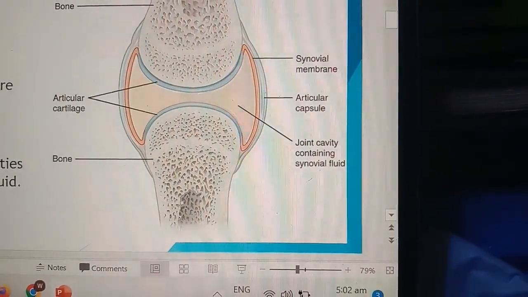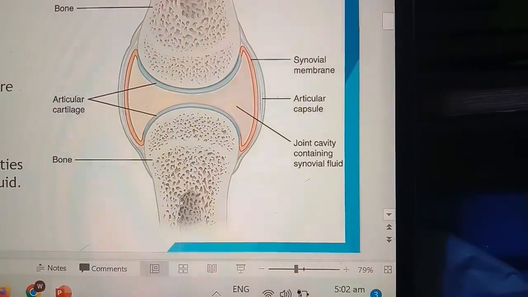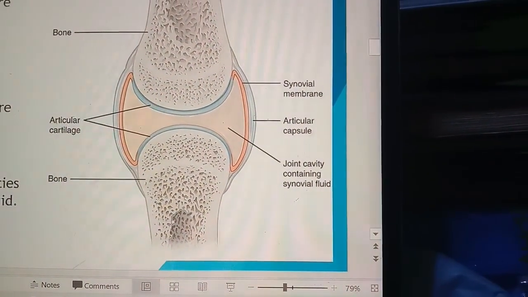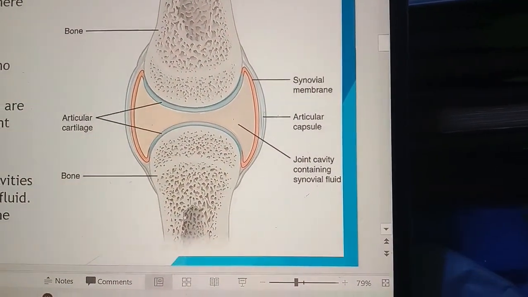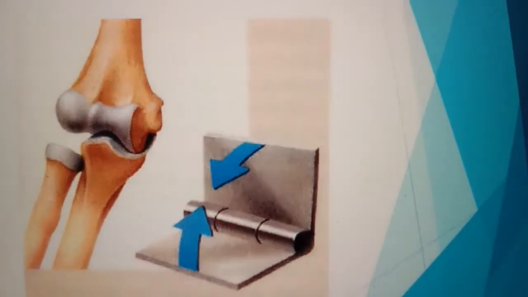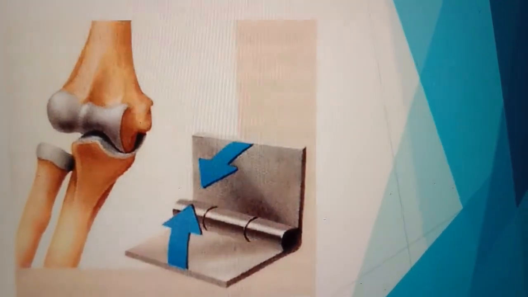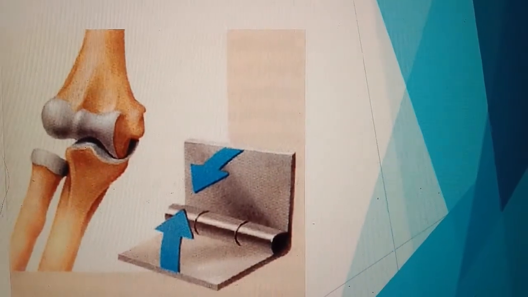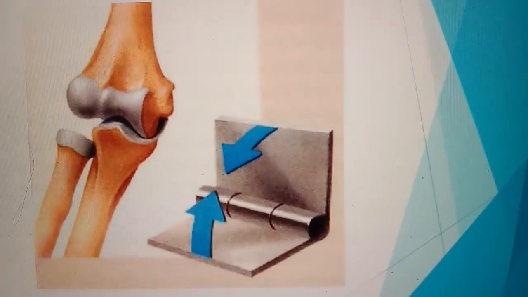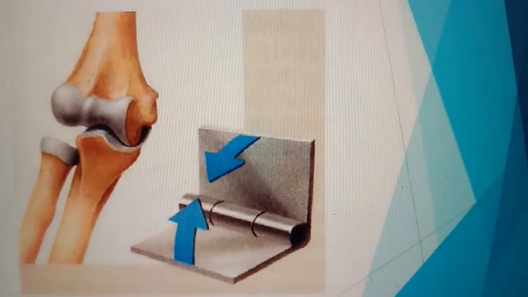So the synovial is freely movable, with much more movement than cartilaginous joints. Cavities between bones are filled with synovial fluid, and this fluid helps lubricate. So you have the hinge. This hinge is a joint that allows the extension and retraction of an appendage. An example of this is the elbow and the knee. So this is how it looks.